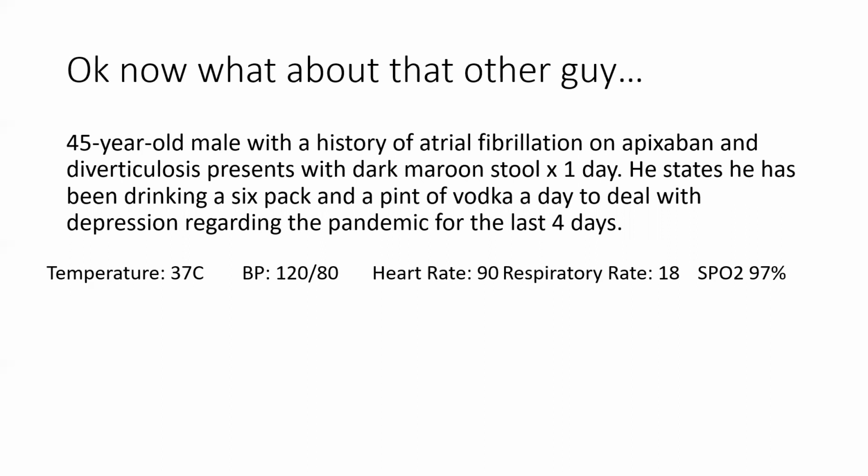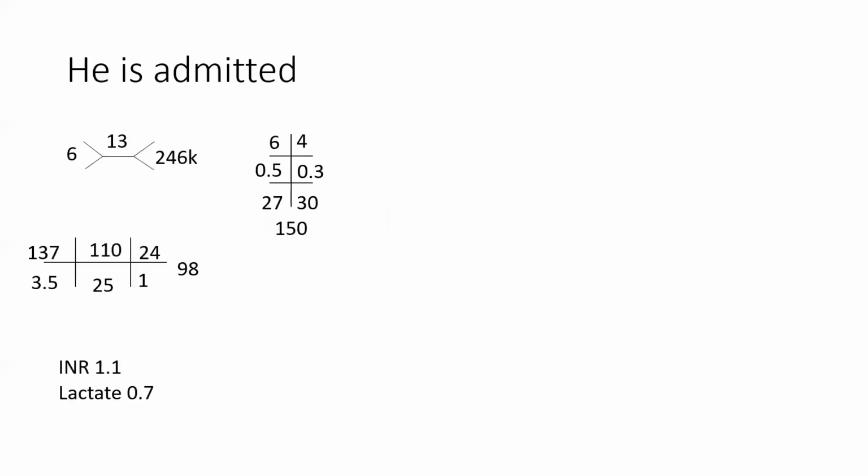Because small intestine, or like not the end of the colon, but kind of in between. So it could be a lower GI bleed. What about his history is going to clue you in about a possible source? Yeah, history of diverticulosis. So maybe he has a diverticular bleed, and that's why he's coming in. So we talked about that. He's admitted.